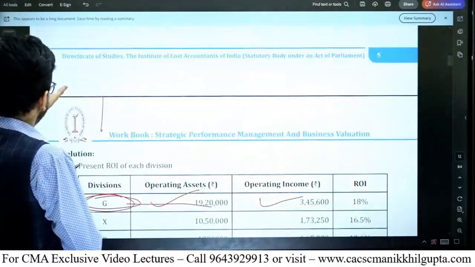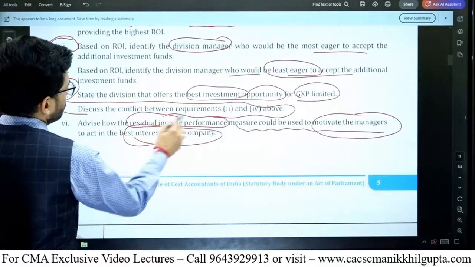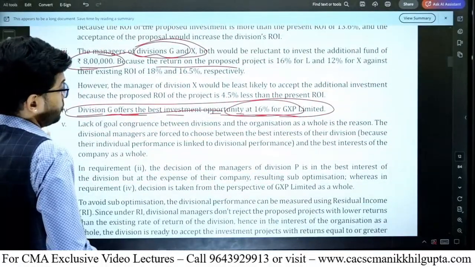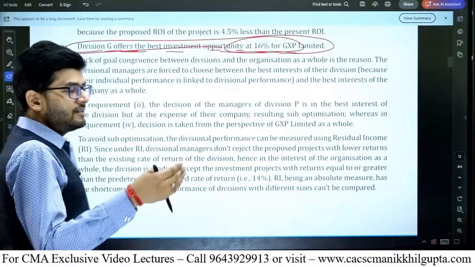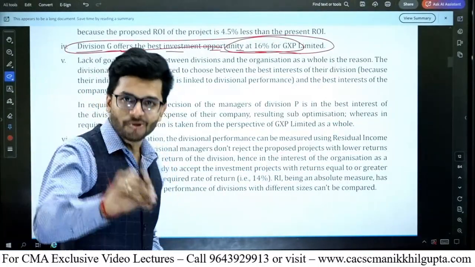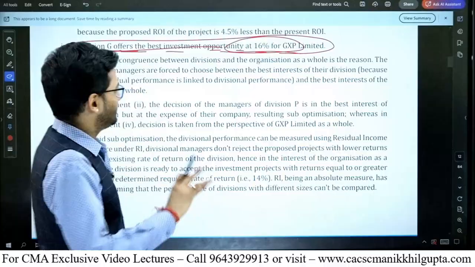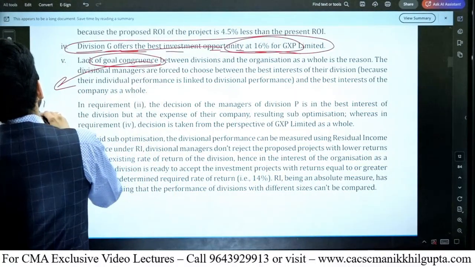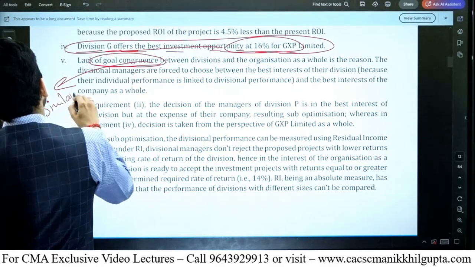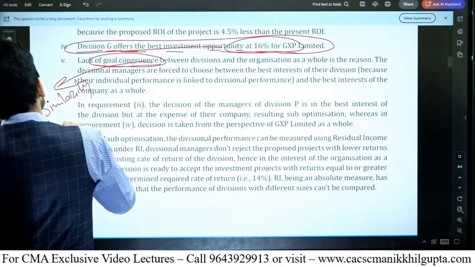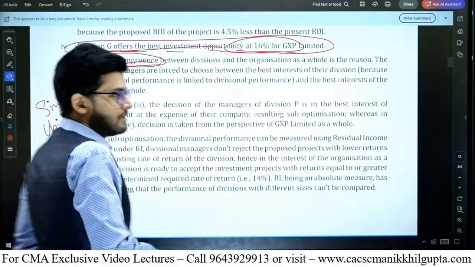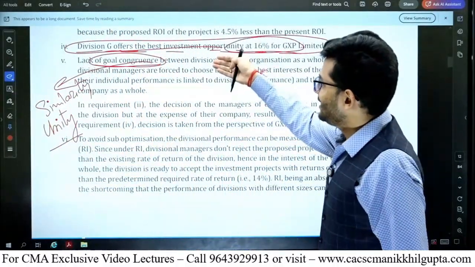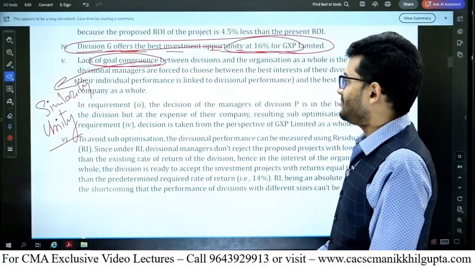Now, fifth part. What is the fifth part? Discuss the conflict between 1 and 4, and yes, this is the conflict. G will say no, I don't want it, but the firm will want to invest this 8 lakh in G. That is the conflict. Lack of goal congruence. Goal congruence means similarity or unity of goals. Goals should be the same at company level as well as division level. There is no congruence or unity of goals in the case of divisions and specific units.